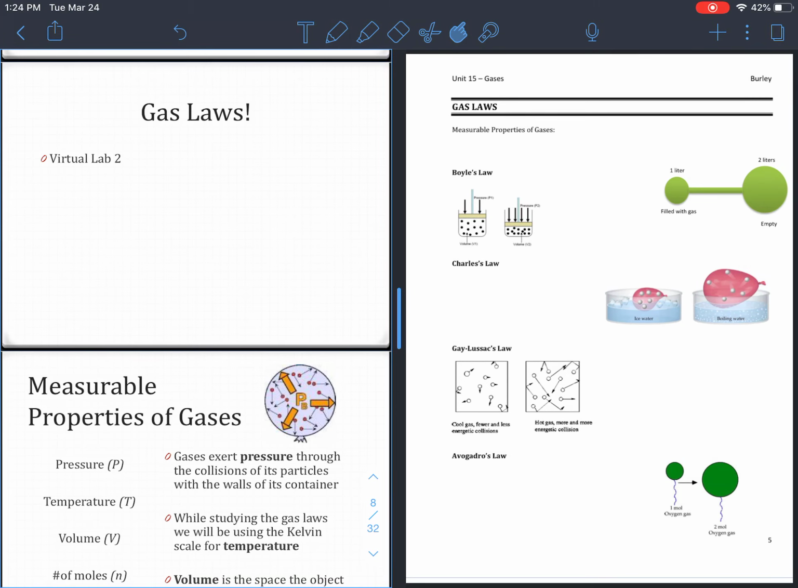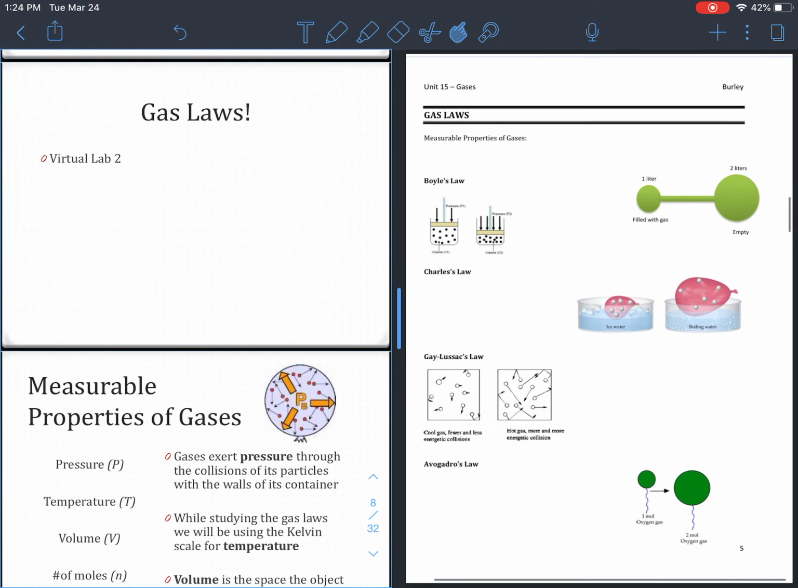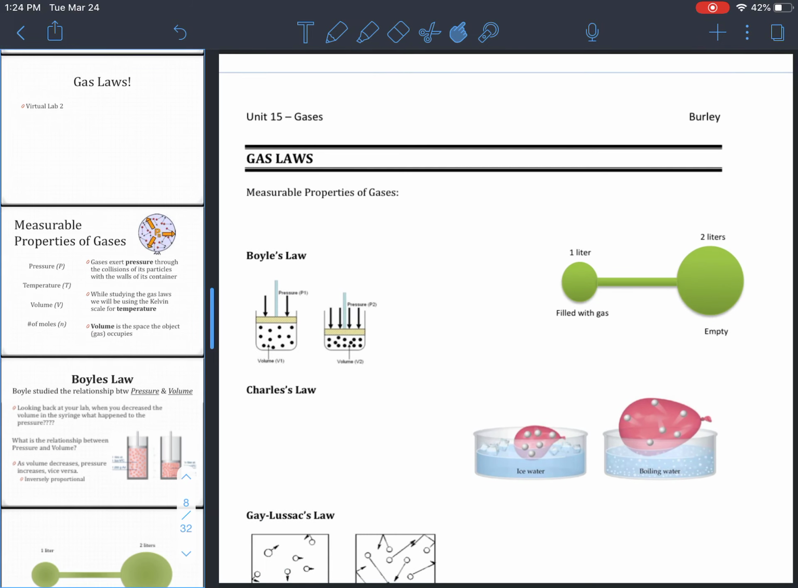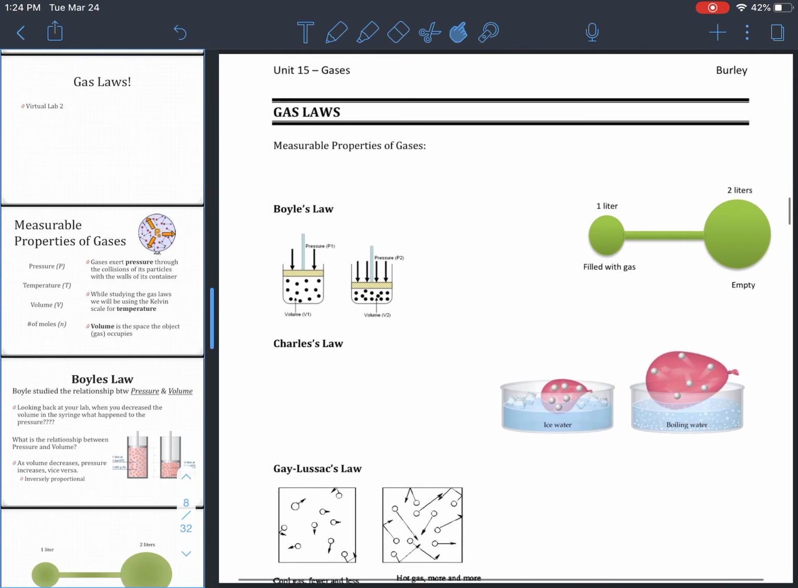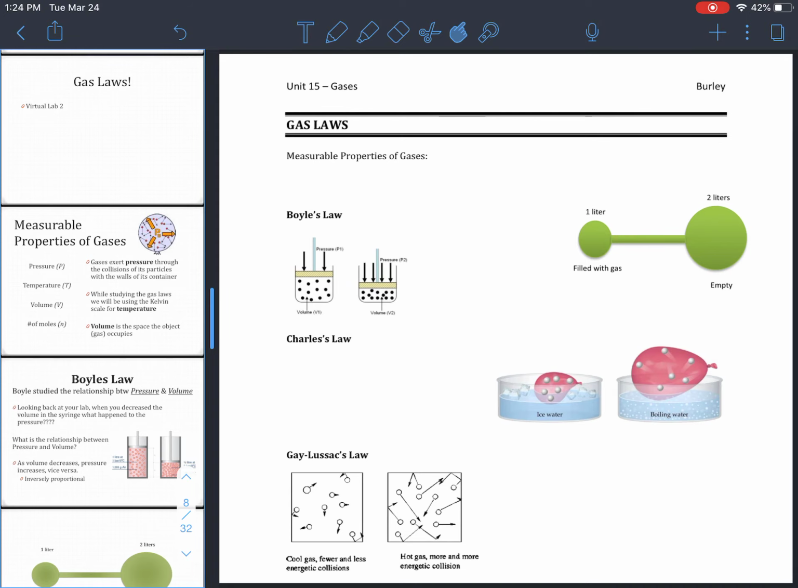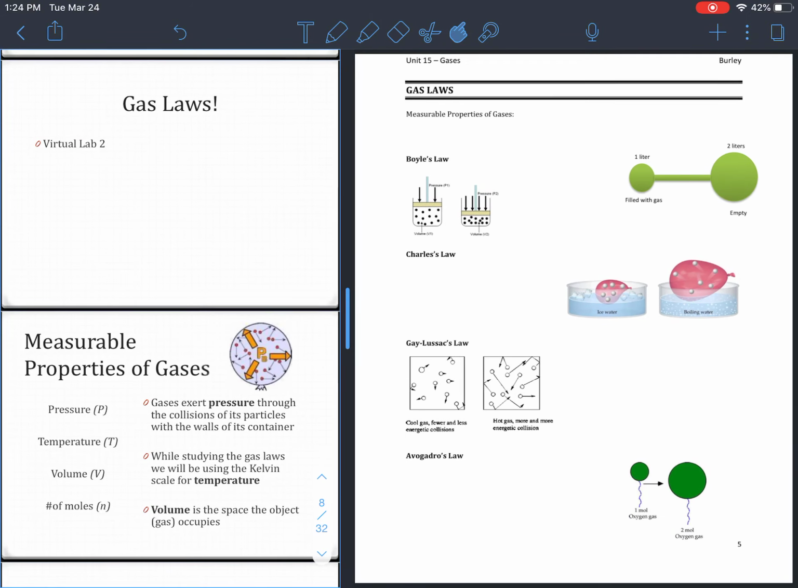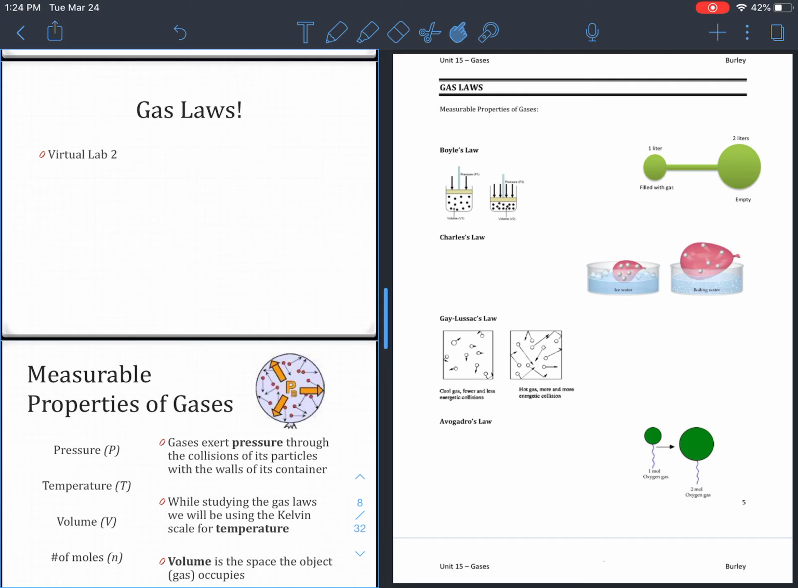Hi everyone, this video is going to be about the gas laws. So in your packet of fun, you can be following along on page 5. And if you'd like, you can also have the notes open as well.